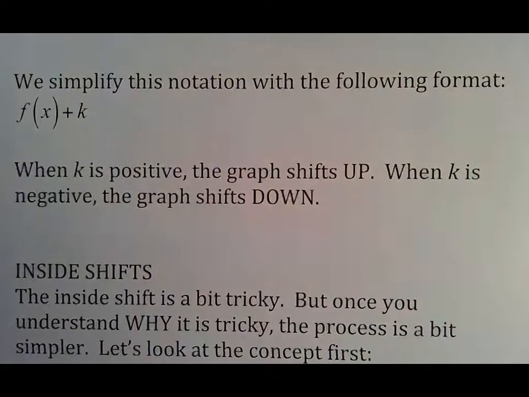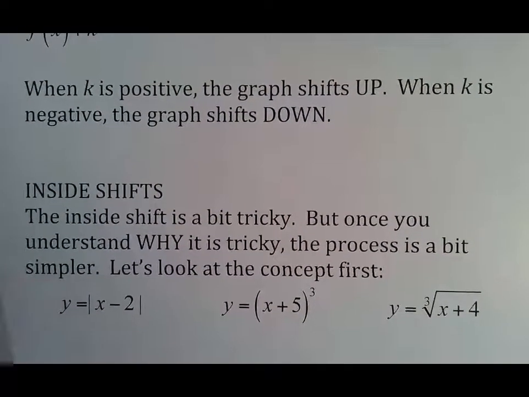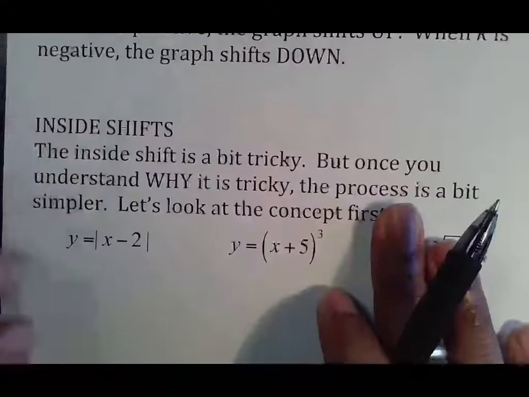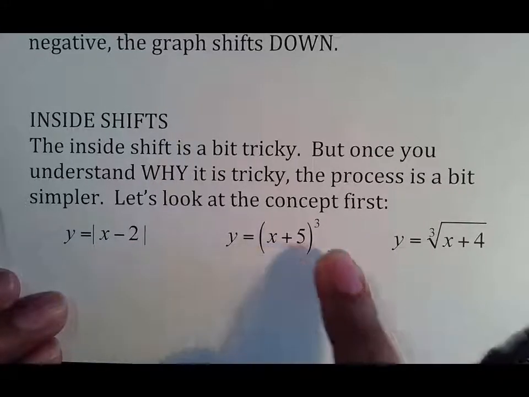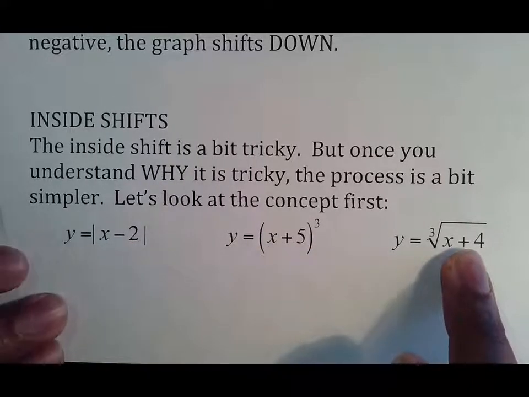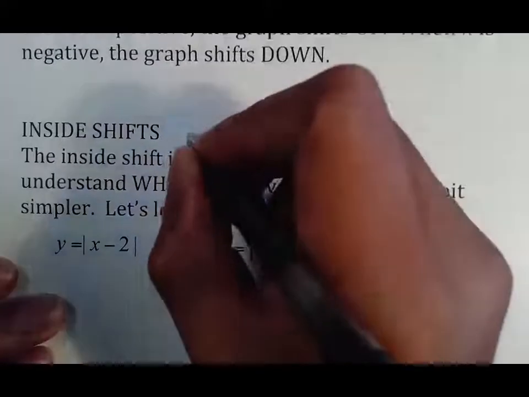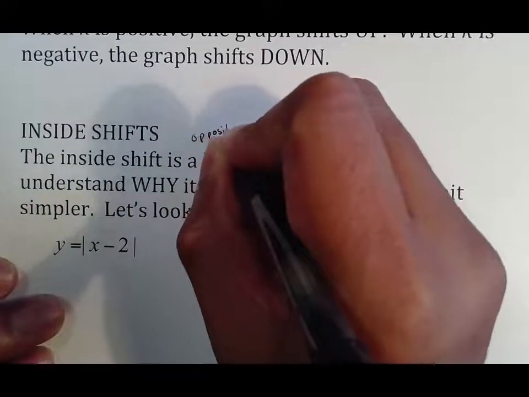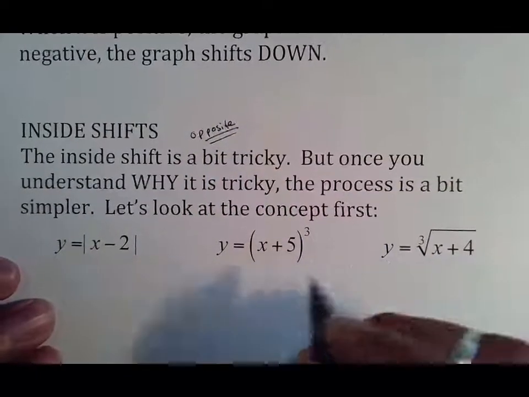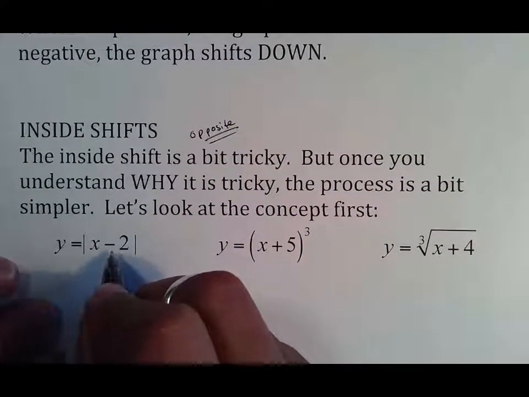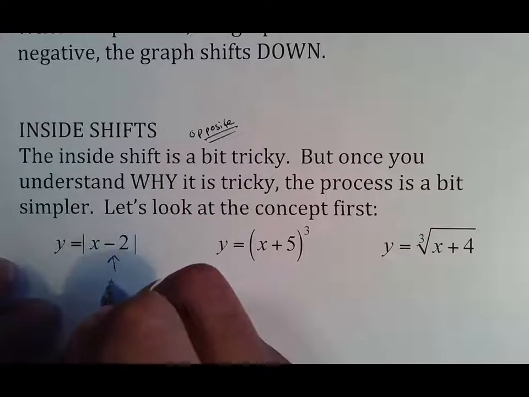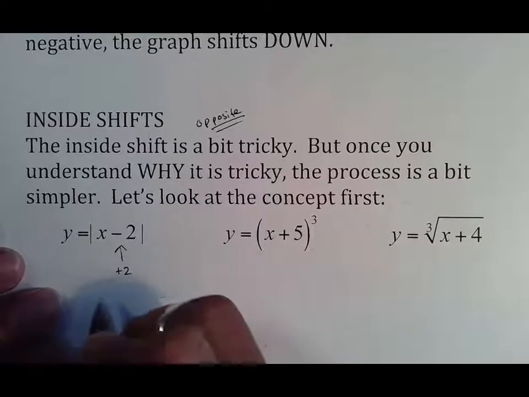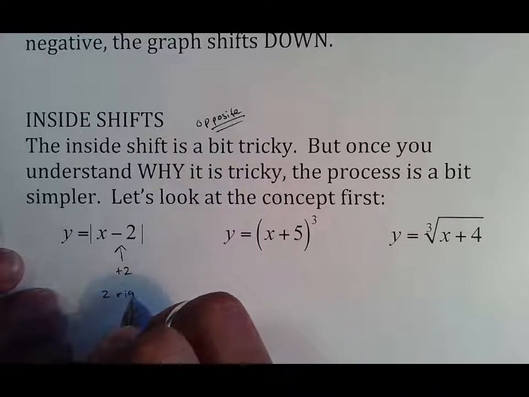Inside shifts are a bit tricky, but once you understand why, it's a bit simpler. So looking at the concept, we have an inside negative 2. We have an inside negative 5, and we have an inside positive 4. On the inside, you will do the opposite of what you expect. So when you see a 2 on the inside, first off, it's left and right, but you would view this as a positive 2, and in terms of left and right, positive 2 would go to the right.